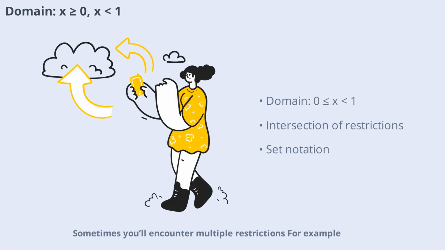Sometimes you'll encounter multiple restrictions. For example, if the domain is all real numbers where x greater than or equal to 0 and x not equal to 1, you need to find the intersection of these two conditions. The domain is all real numbers from 0 up to but not including 1. In set notation, this is x in R, 0 less than or equal to x less than 1.